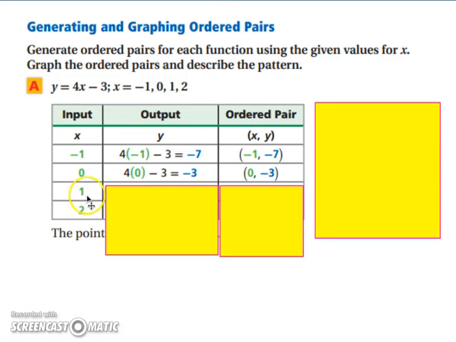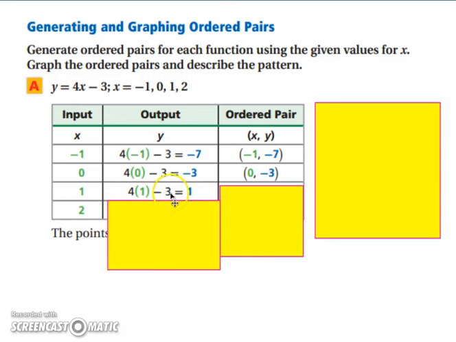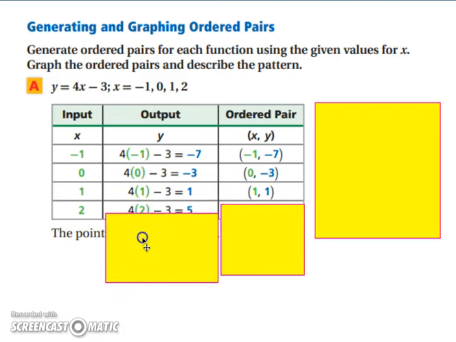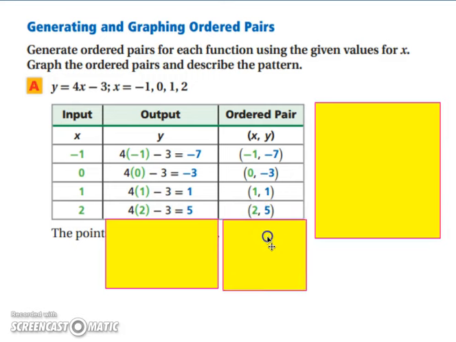Now we're going to substitute in 1. So we have 4 times 1 minus 3, which is 1. So our ordered pair is 1, 1. We have one more input. So we have 2. We're going to substitute 2 in for X. So we have 4 times 2 minus 3, which equals 5. So our ordered pair is 2, 5.